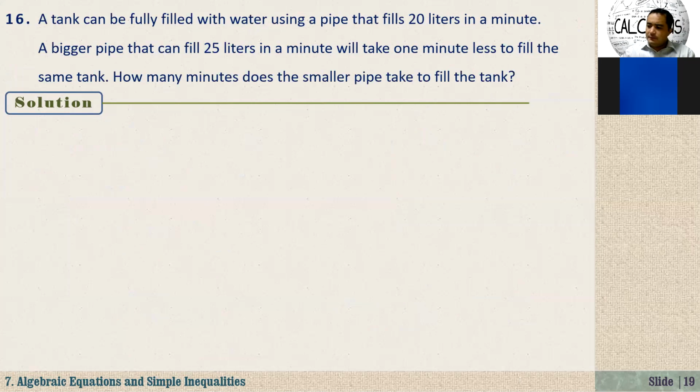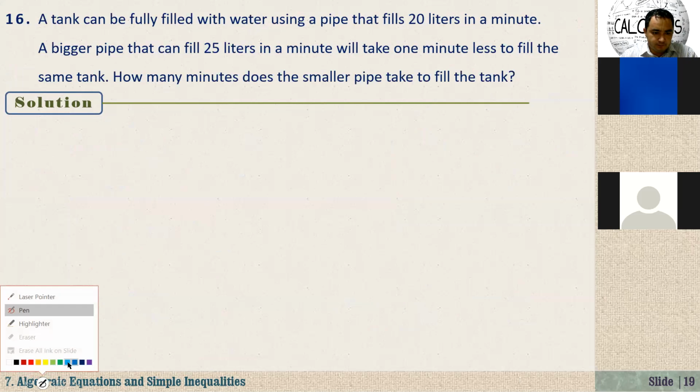Selin, can you read the problem? Yes. So a tank can be fully filled with water using a pipe that fills 20 liters in a minute. A bigger pipe that can fill 25 liters in a minute will take 1 minute less to fill the same tank. How many minutes does the smaller pipe take to fill the tank?